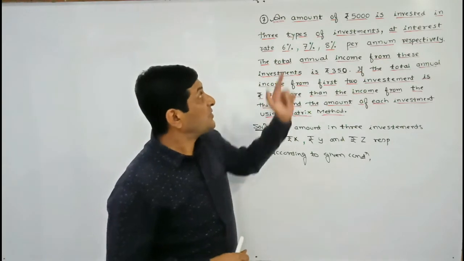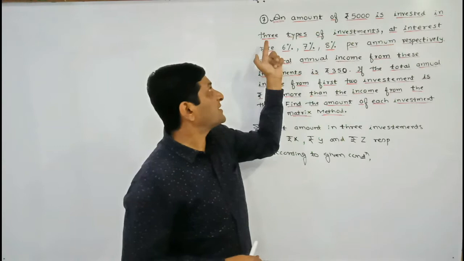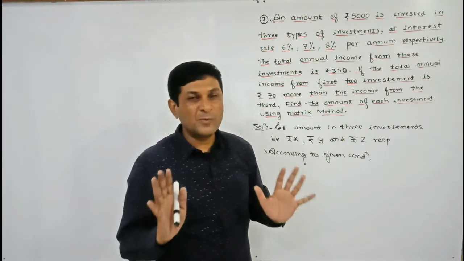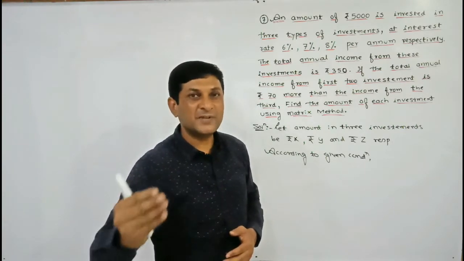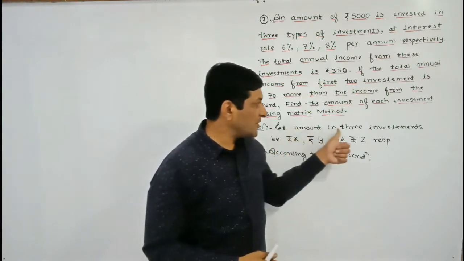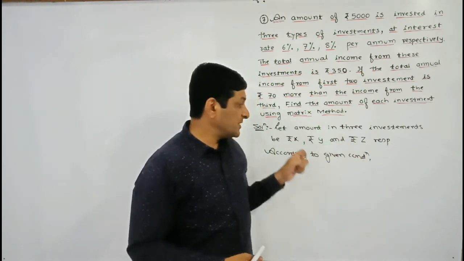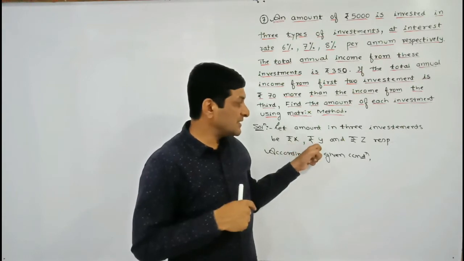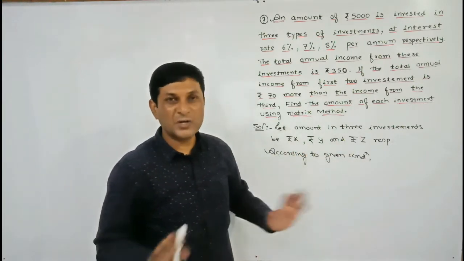In this case it is given to us that an amount of rupees 5,000 is invested in 3 types of investment. So how much amount is available? Rupees 5,000, and this 5,000 is invested in 3 different types of investment. So let us suppose that the amounts invested in the 3 investments be rupees x, rupees y, and rupees z. Means rupees x is the amount invested in the first investment, rupees y in the second investment, and rupees z in what? Third investment.